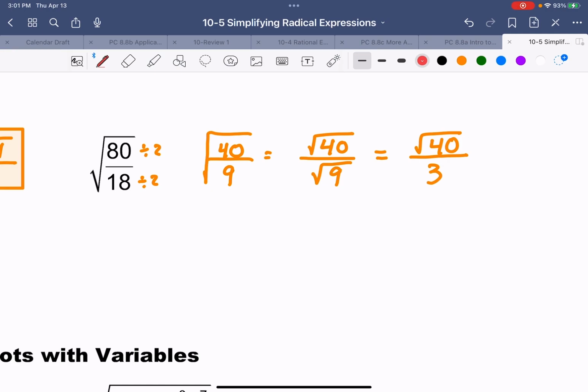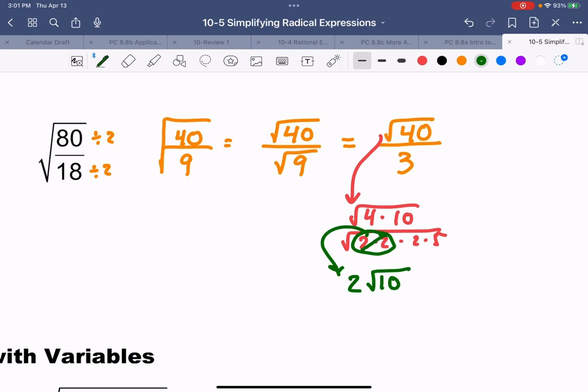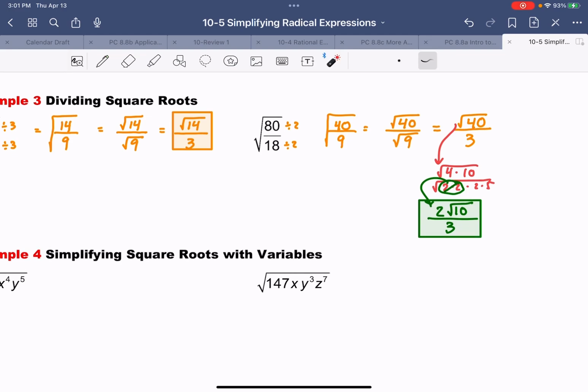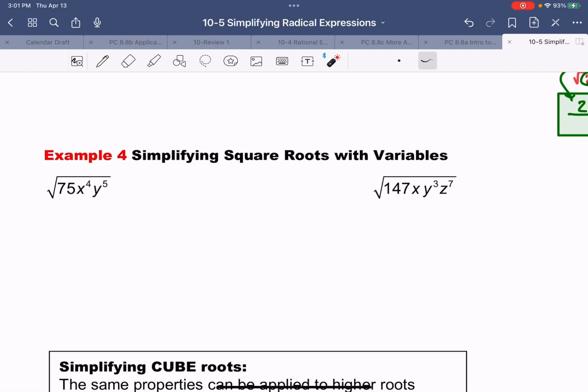So you'd have to do the whole process we did on the top page. That'd be 4 times 10, 2 times 2 times 2 times 5. We can take out a pair of 2s. So root 40 simplifies to 2 root 10. The denominator is a 3. Now on today's homework, you won't have any numbers that are not perfect squares here. So make sure you're looking for that. It's a whole other lesson where we actually have to simplify that denominator when it's a square root.